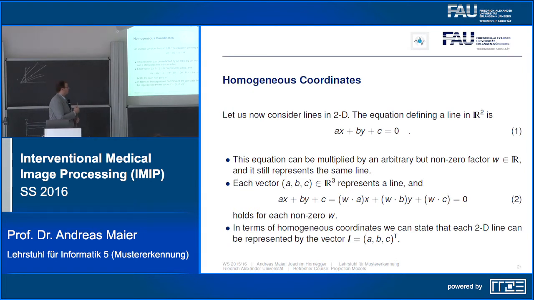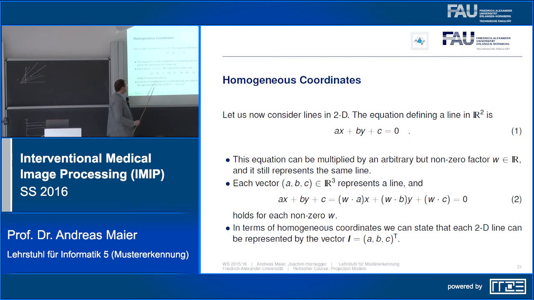Now we can also think about lines. If we start thinking about a line equation in R2, this will be ax plus by plus c equals 0. So this is a line equation. And now you can also extend this concept to a projective space. So you can include our w here, which will hold for non-zero w's. Each vector, and this vector is a vector with three components, is a Cartesian space, and you can use this vector to represent a line.